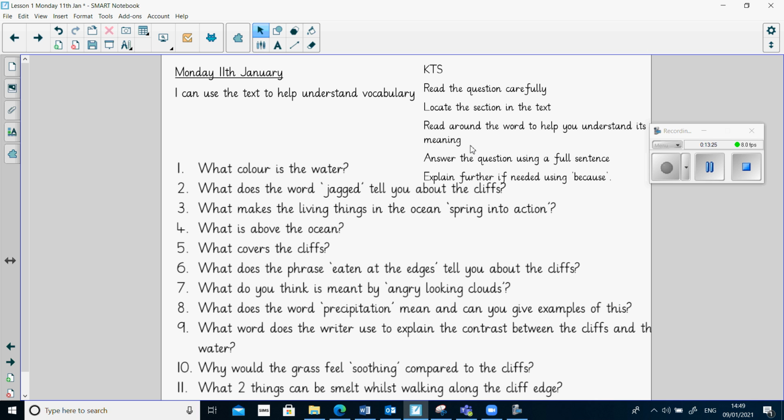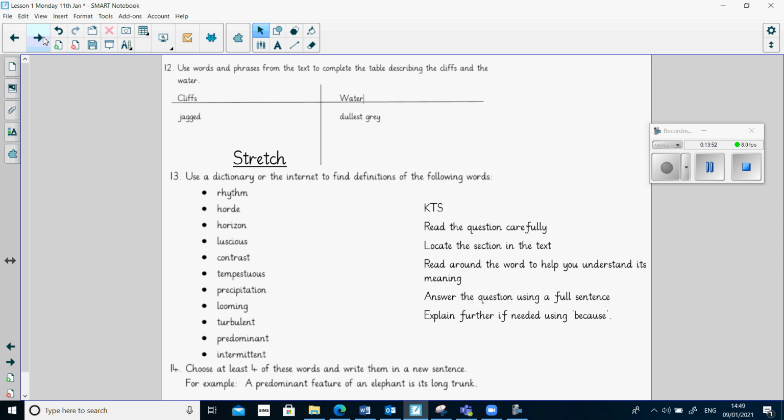Number eight, what does the word precipitation mean and can you give any examples of this? Number nine, what word does the writer use to explain the contrast between the cliffs and the water? Number ten, why would the grass feel soothing compared to the cliffs? Number 11, what two things can be smelt whilst walking along the cliff edge? Number 12, use words and phrases from the text to complete the table describing the cliffs and the water.